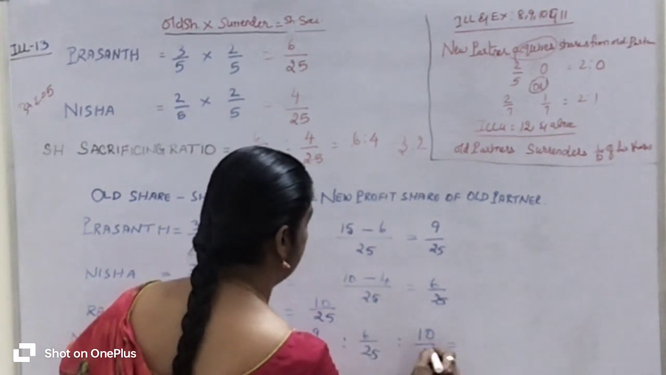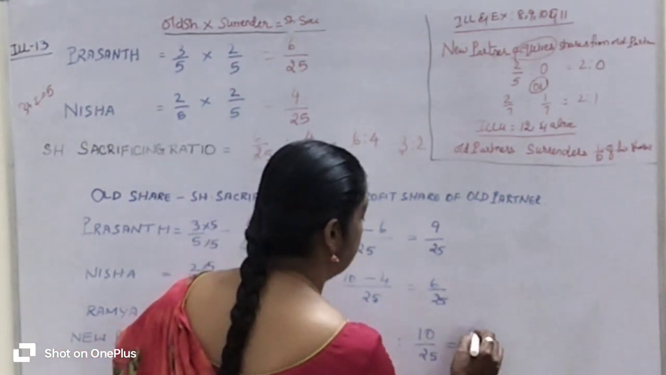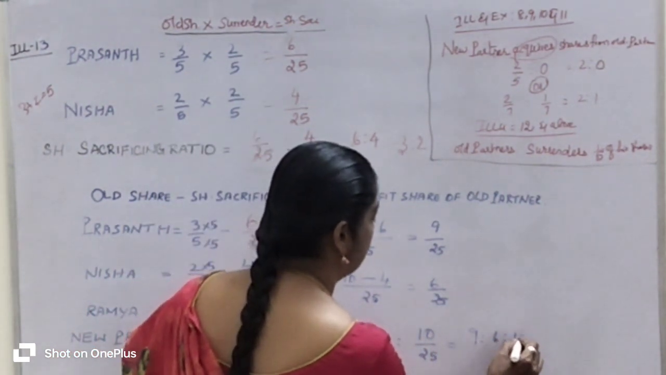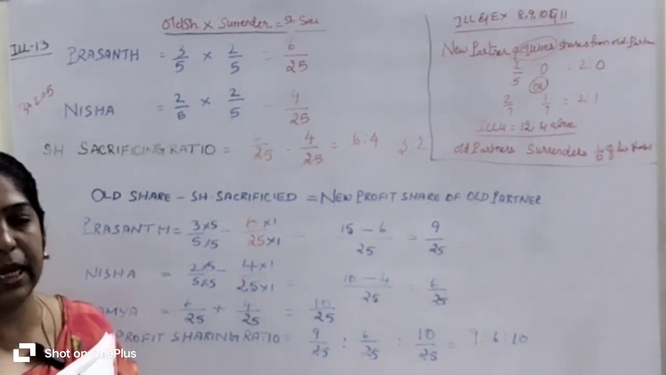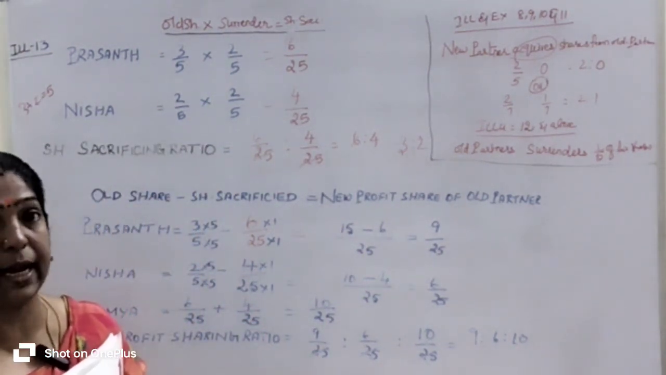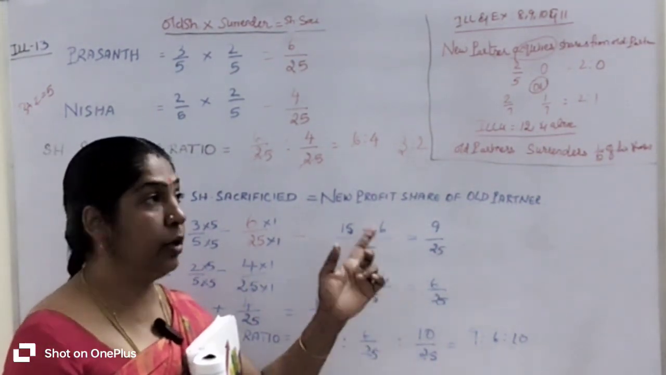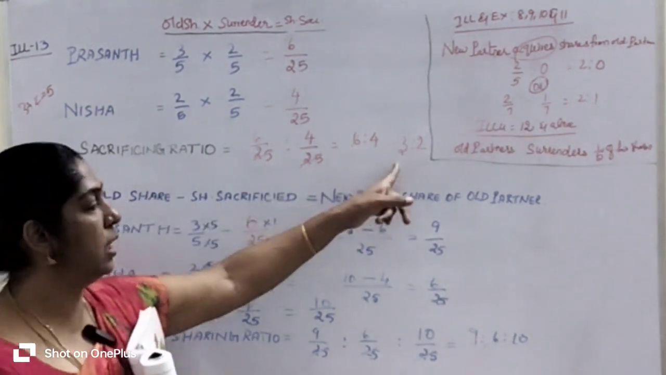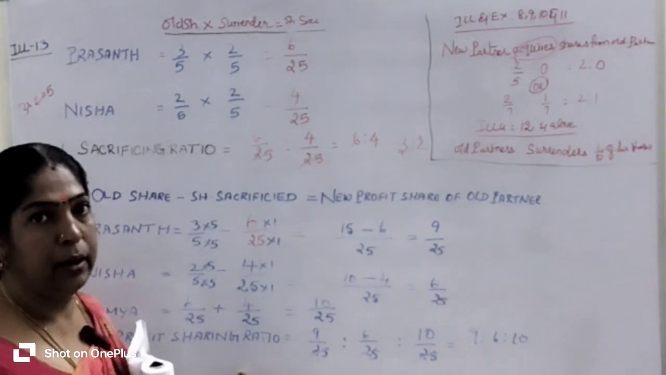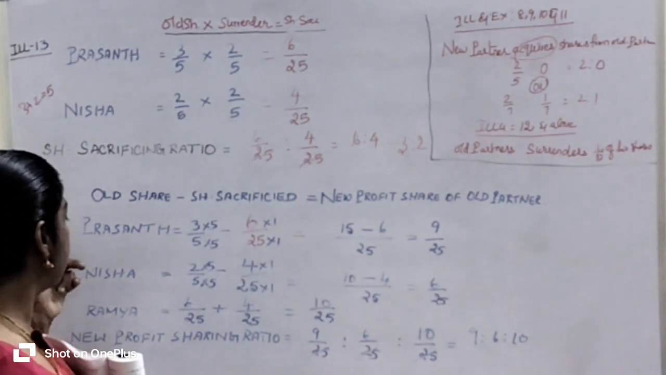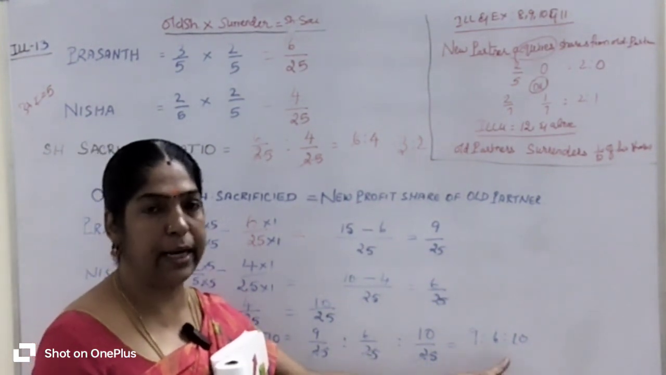For the new profit sharing ratio we will take only the numerator value. So 9 is to 6 is to 10. We need not take the denominator value. Denominator has the same value, so we cancel the denominator value. We take only the numerator value. The share sacrificing ratio is 3 is to 2, and the new profit sharing ratio for the partners Prashant, Nisha and Ramya is 9 is to 6 is to 10.